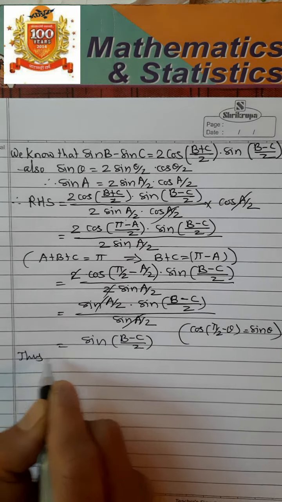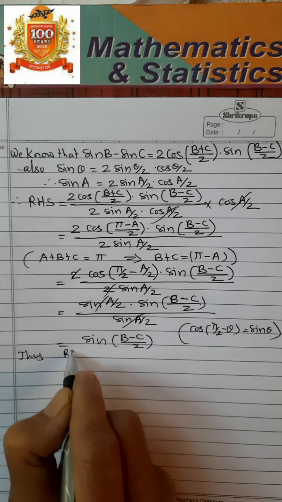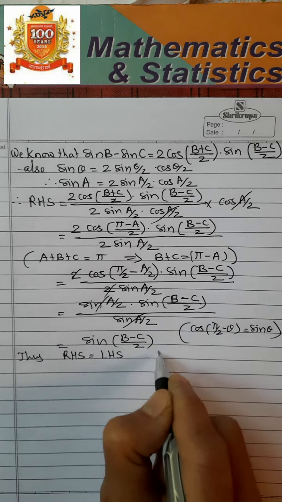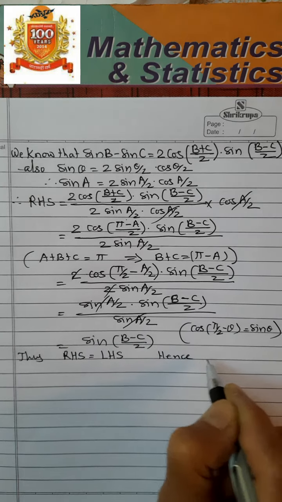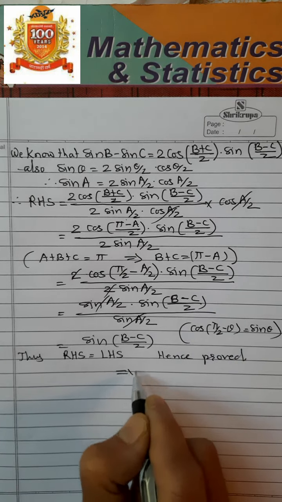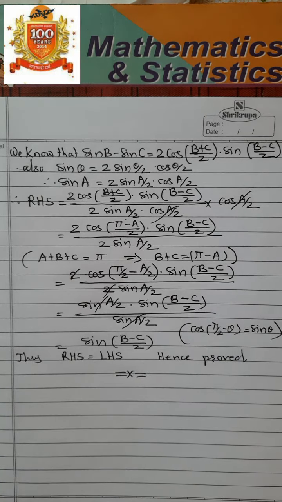Thus RHS is equal to LHS. Hence proved. In this way we can solve question number 4, isn't it? Remaining questions we will see in the coming video.